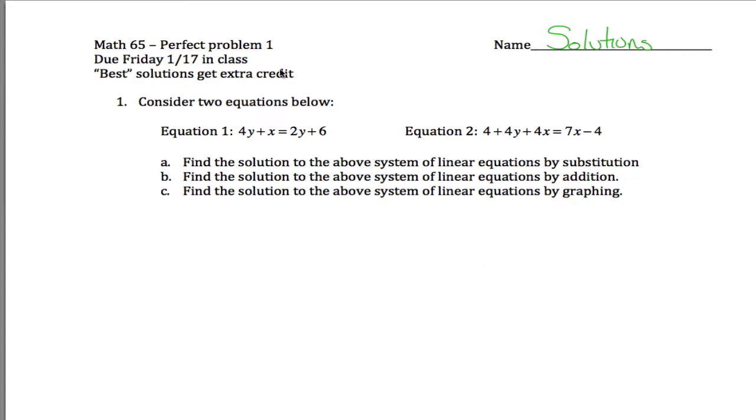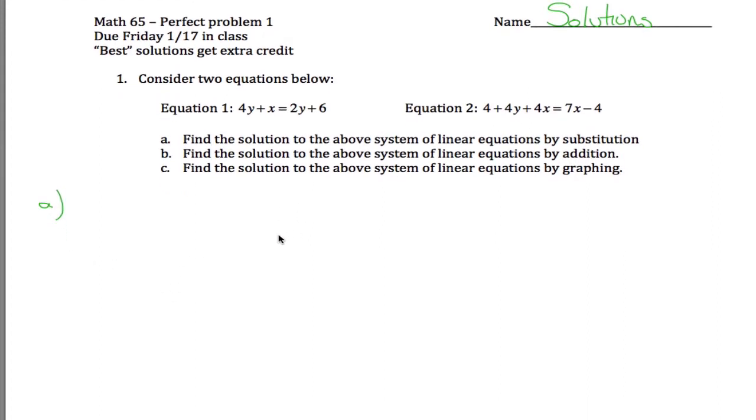All right, here are solutions for perfect problem 1 for Math 65. We're given a system of linear equations and asked to find the solution actually 3 different ways. So hopefully we'll get the same answer using each of our 3 methods. And so really this is just a chance to show that you know how to do it in all these different ways. First one, find the solution by substitution.